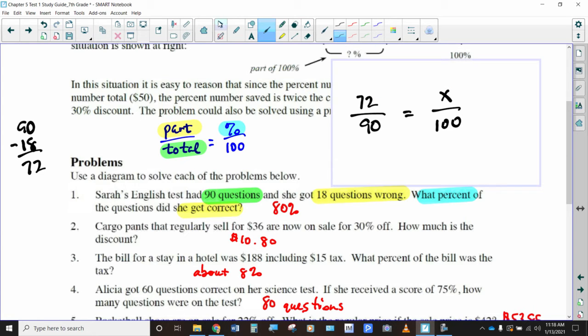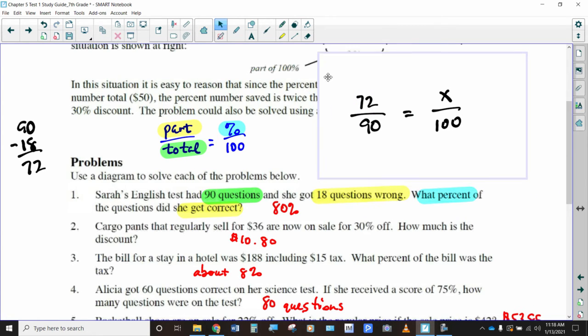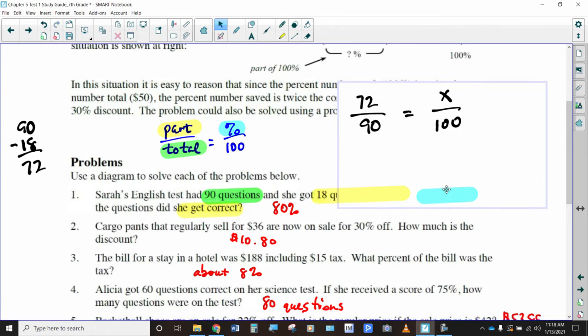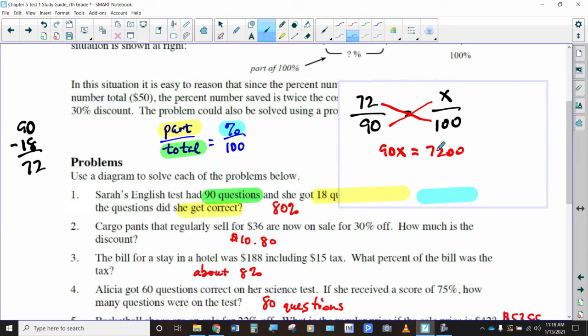Okay, so now you've got a couple of choices that you can make here. Let me move this guy to here. You can just cross multiply if you'd like to. That's not a problem. You take 90 times x, and that's going to be 90x. And you take 72 times 100, and that's 7,200. Now to figure out what x is equal to, 90 times x is 7,200, so 7,200 divided by 90 will tell you what x is equal to.